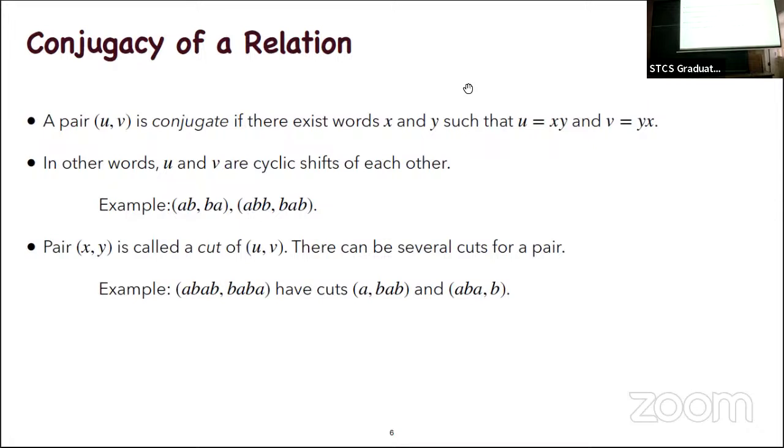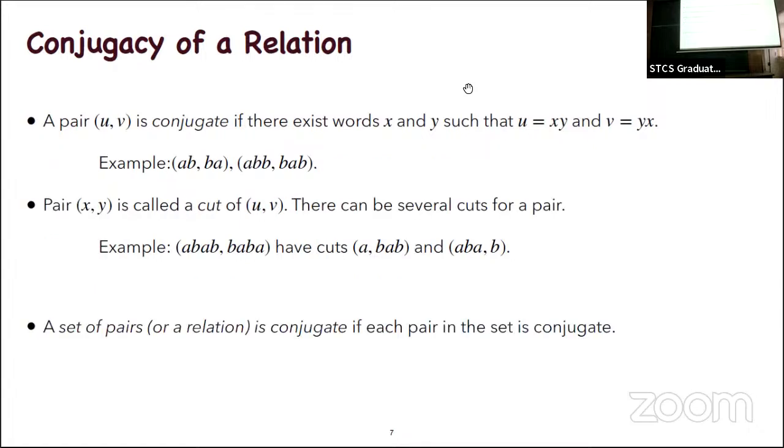There can be several cuts of a pair. Because if I have ABAB and BABA, I can cut like ABA and B, or I can cut like AB and AB. So there can be several cuts of a pair. Okay, now the critical definition is that a set of pairs is conjugate if every pair in the set is conjugate. The relation defines the pairs, and the pairs in the relation are nothing but conjugates.